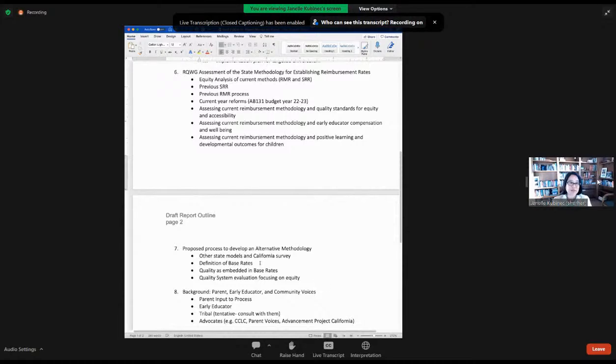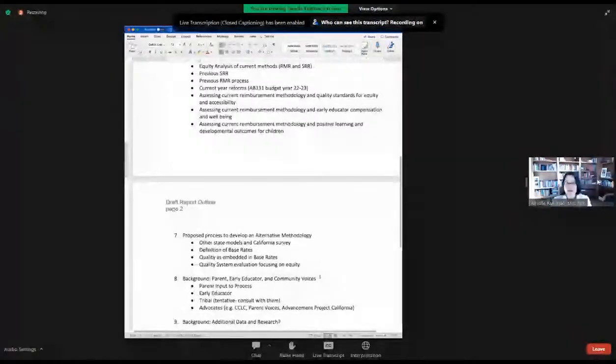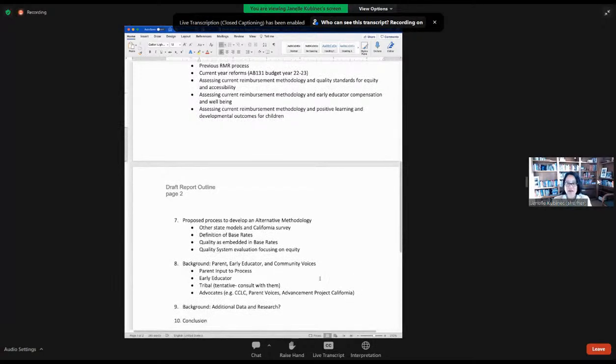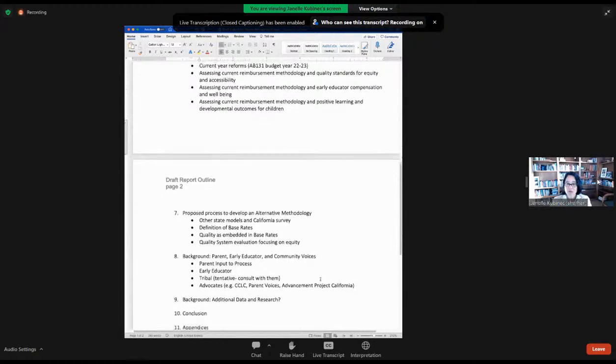As I said earlier, today's meeting is all built around the definition of the base. And we won't finish it, but it's something that we're going to build forward from as we move through this meeting to future meetings. And then at our June meeting, we're going to have the Advancement Project talk to us about what they've collected with regard to parent voices, and we'll be able to incorporate that into the report as well.